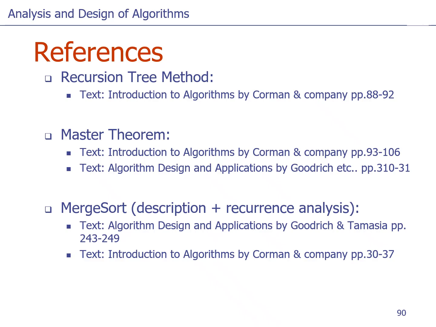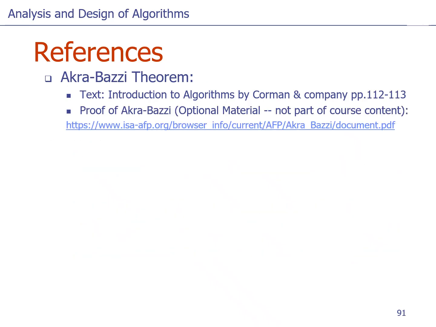These are the references for today's lecture. I have covered the recursion tree and the master method, so I'm putting here Goodrich as well as Cormen. Again, start with Goodrich and then move to Cormen. The recursion tree is very well described in Cormen, so stick to the reading there. There is also a description of the recurrence analysis of merge sort, which I covered in the beginning of today's lecture.